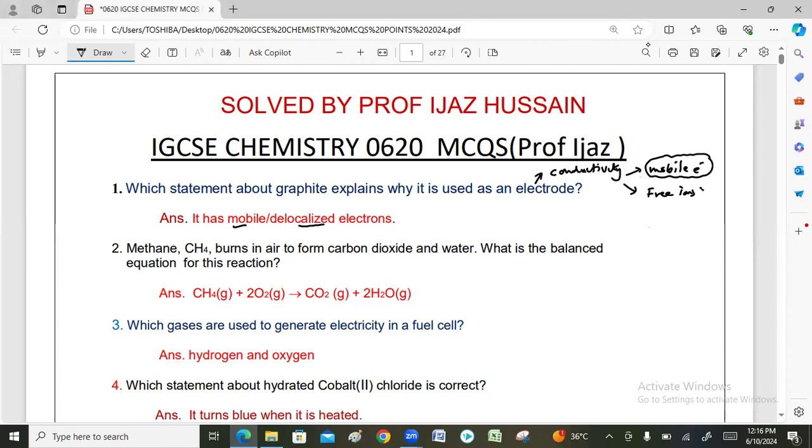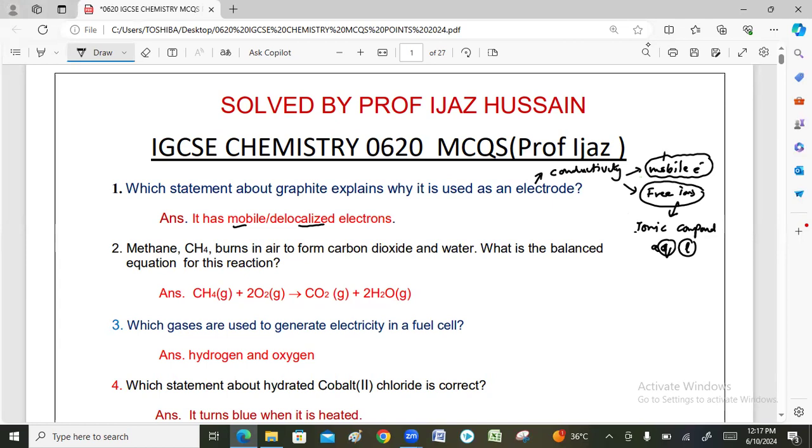Now, free ions are responsible for the conductivity in ionic compounds, giant ionic structures or ionic compounds. So ionic compounds in aqueous and molten states are good conductors. In solid, they are poor conductors.